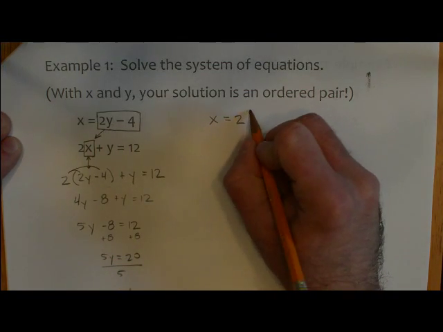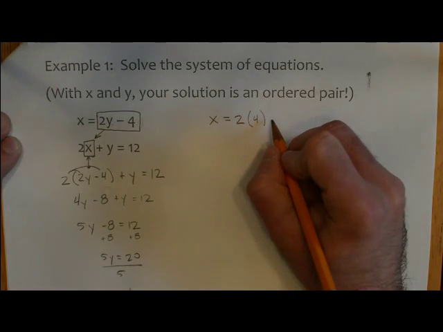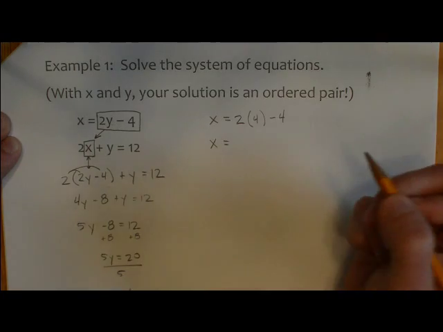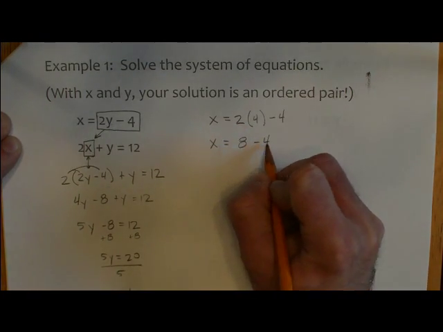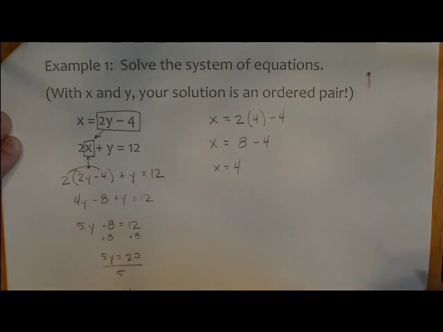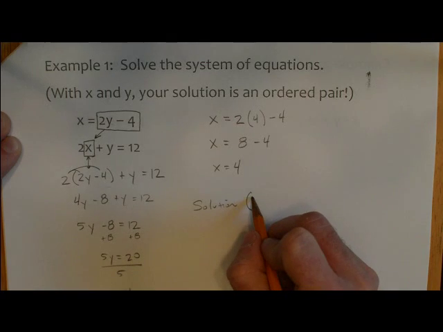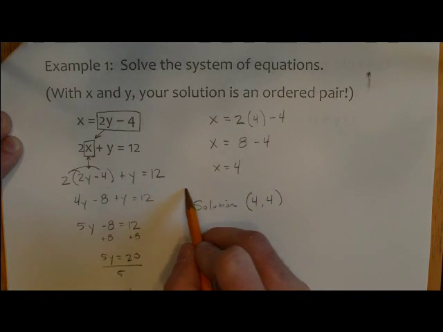So you're basically going to replace that y with the value that we found it to be, which is 4. And that's going to allow you to solve for x. So x is equal to 2 times 4 minus 4, which is 8 minus 4. So x is also 4. So our solution here is the ordered pair 4, 4, where x is 4 and y is 4.